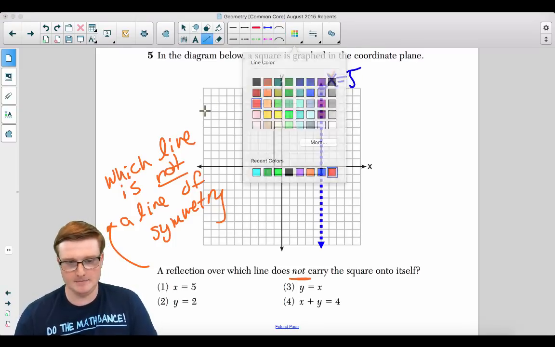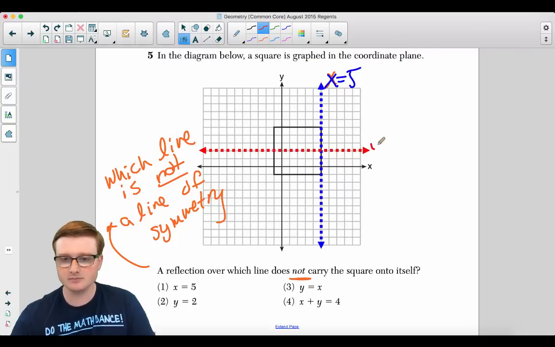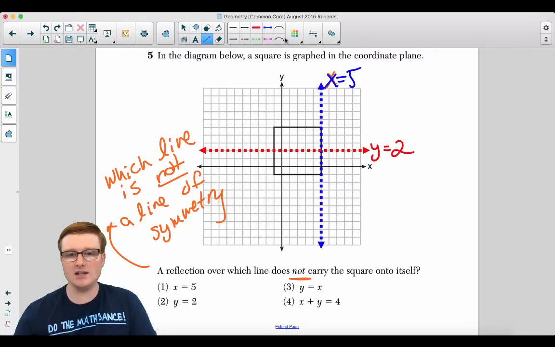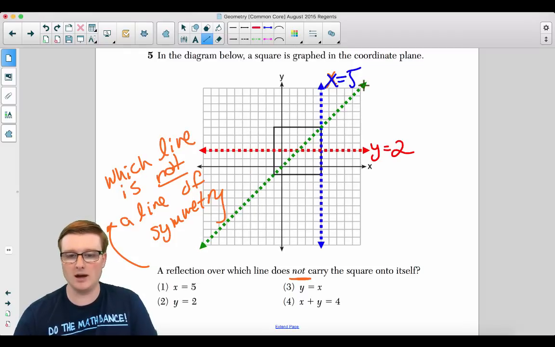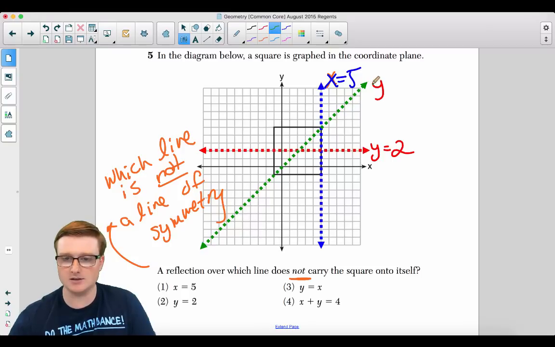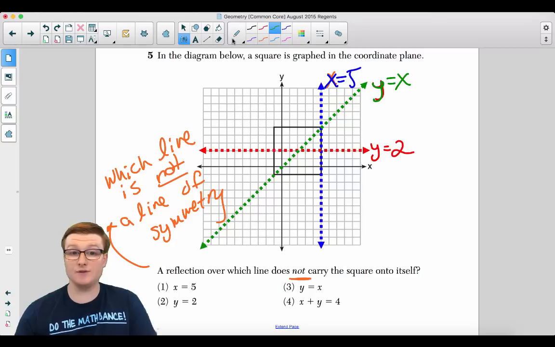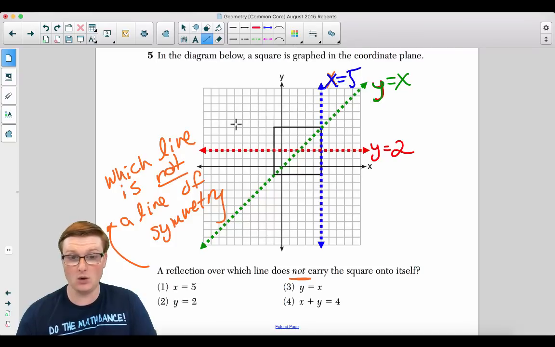Well, y equals 2 is a horizontal line passing through all values of y equal to 2. The line y equals x has a y-intercept of 0 and a slope of 1 over 1. So that is going to be the line y equals x. Okay? And last but not least, x plus y equals 4. That has a y-intercept of positive 4 and a slope of negative 1. That is going to create a line like this.